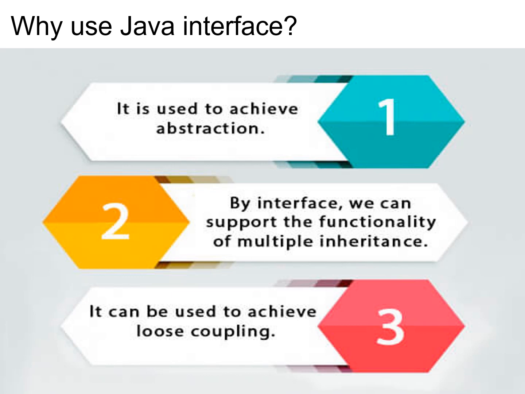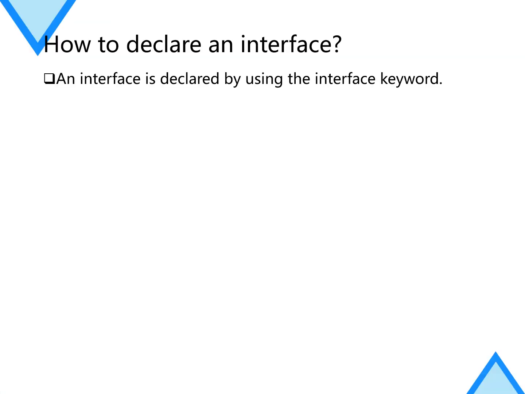So what is the connection of this concept with software engineering? The connection is that interfaces achieve loose coupling, while inheritance achieves high, strong coupling. How to declare an interface? An interface is declared by using the interface keyword.